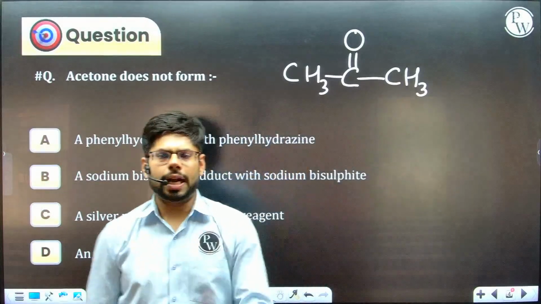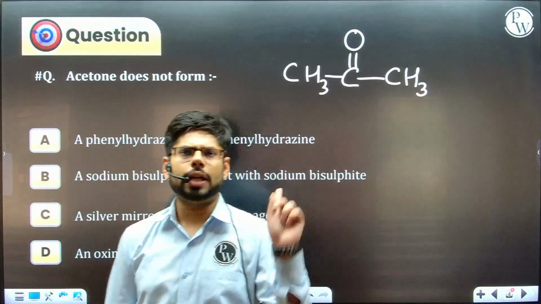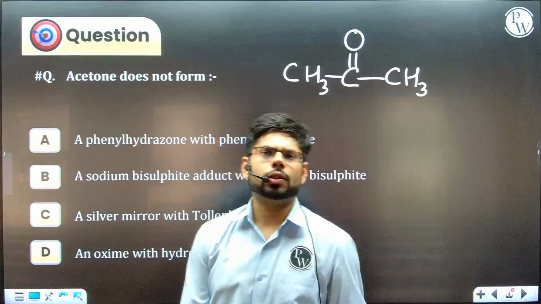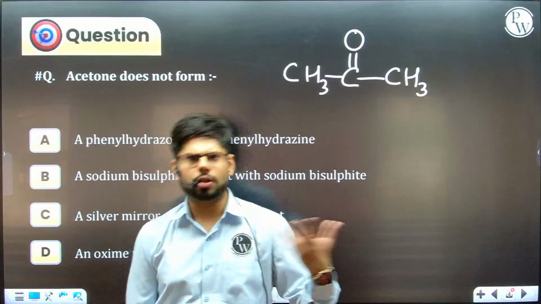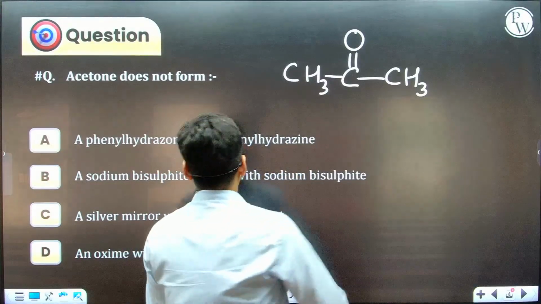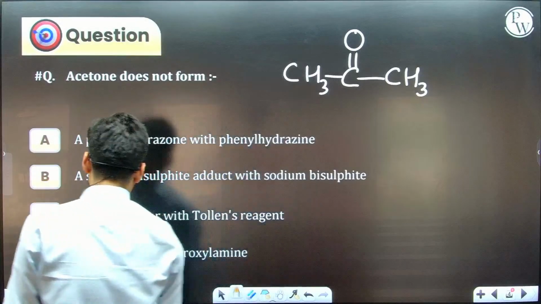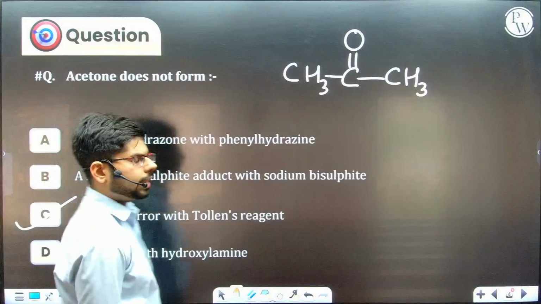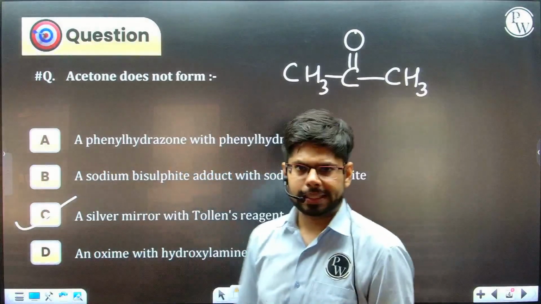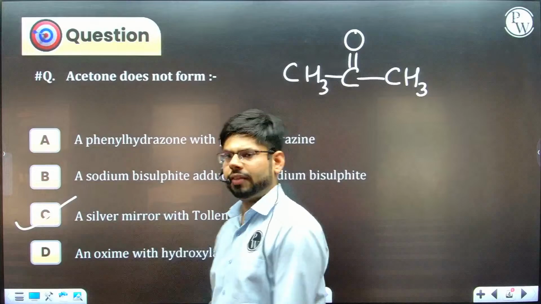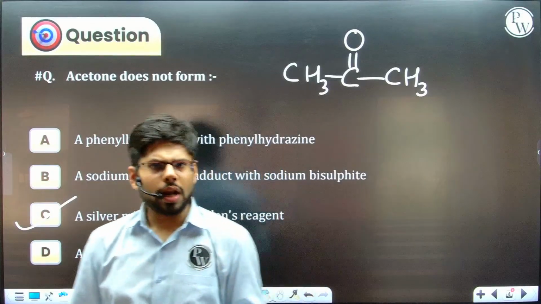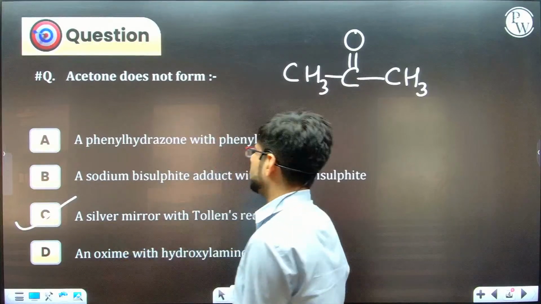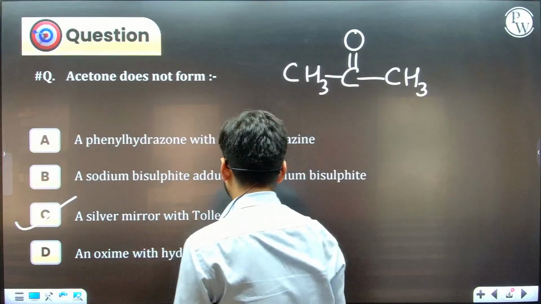Ketones don't react with Tollens reagent. Ketones don't react with Fehling's solution. Hence, we say a ketone does not reduce Tollens reagent, and does not reduce Fehling's solution. So it does not form any product when treated with Tollens reagent, and there is no silver precipitate, that is Ag, the silver mirror we call that. All aldehydes react with Tollens reagent, but ketones don't. So acetone does not form a silver mirror with Tollens reagent.